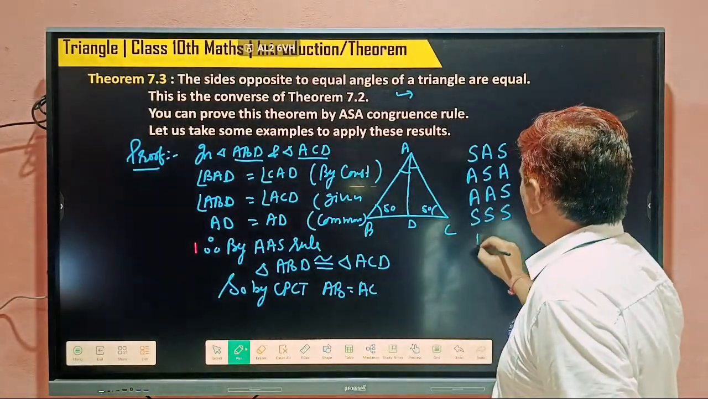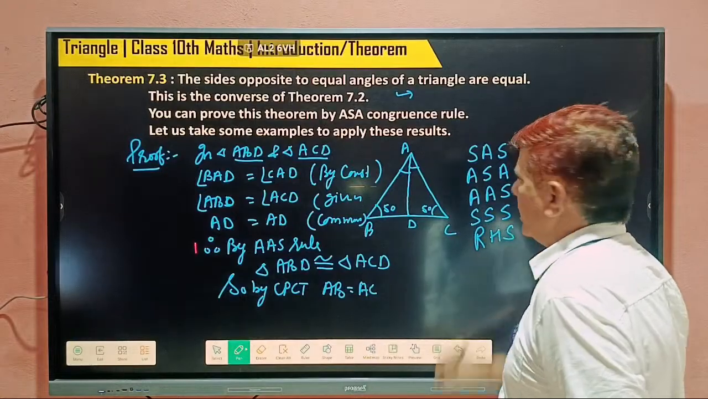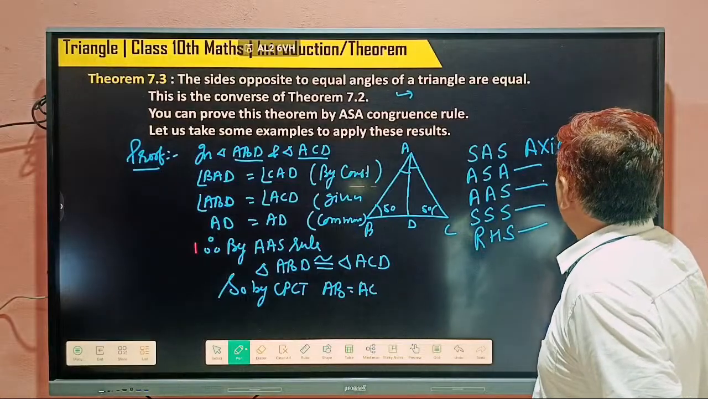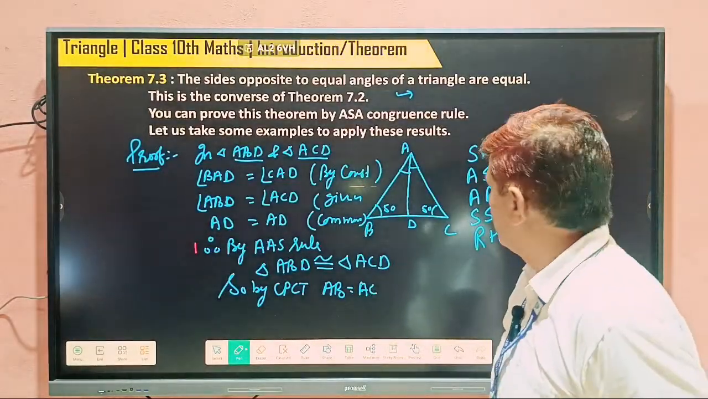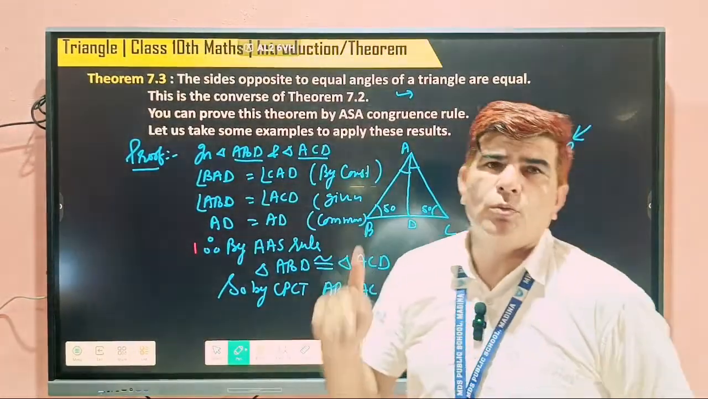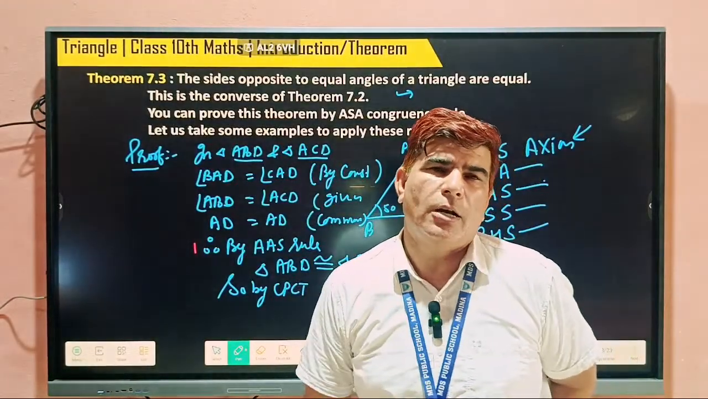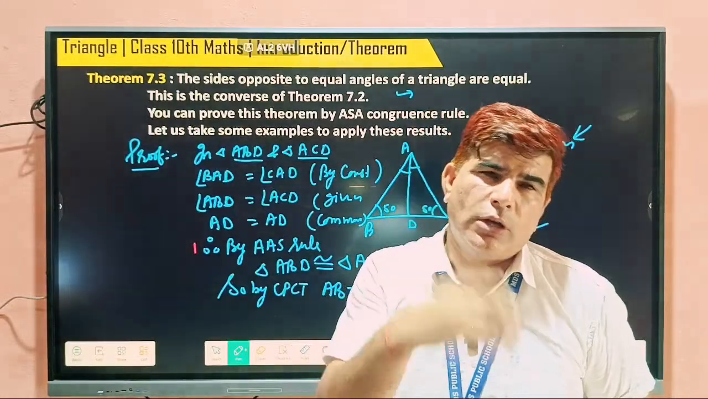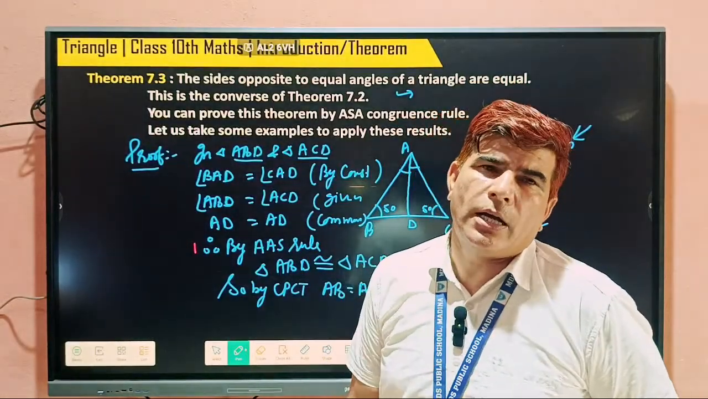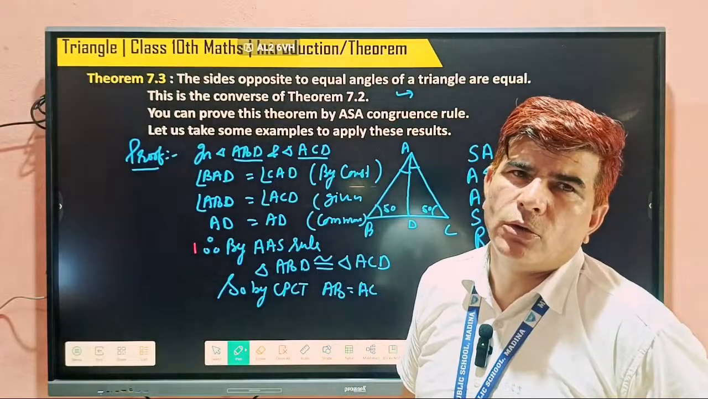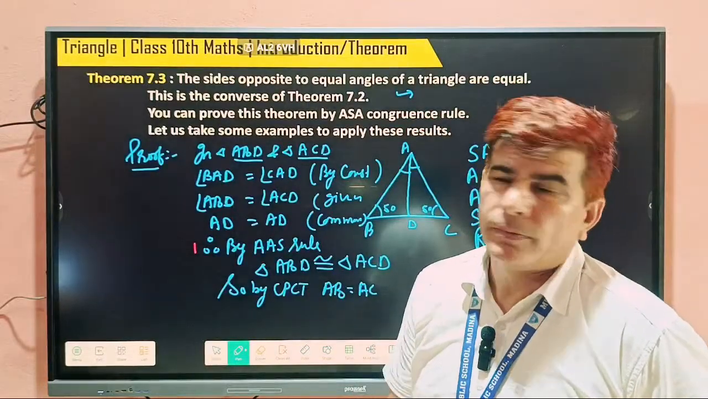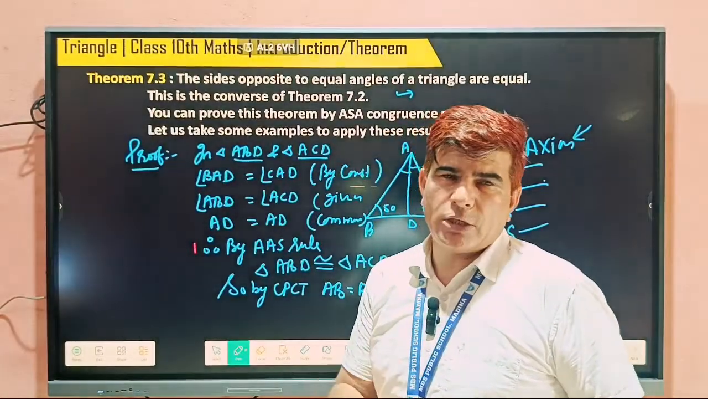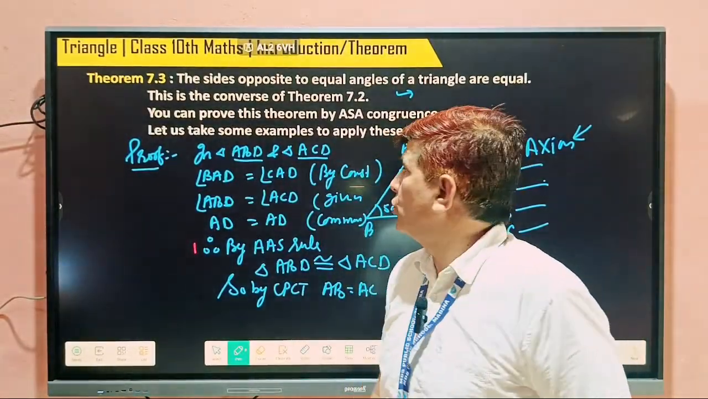And at last I told you RHS. Theorem, theorem, theorem, theorem. An axiom is without proof, a theorem is with proof. Then I told you two more theorems. One is that angles opposite to the equal sides of an isosceles triangle are equal. Another is its converse: if angles are equal, opposite sides are also equal. We can use this previous knowledge to solve that chapter.